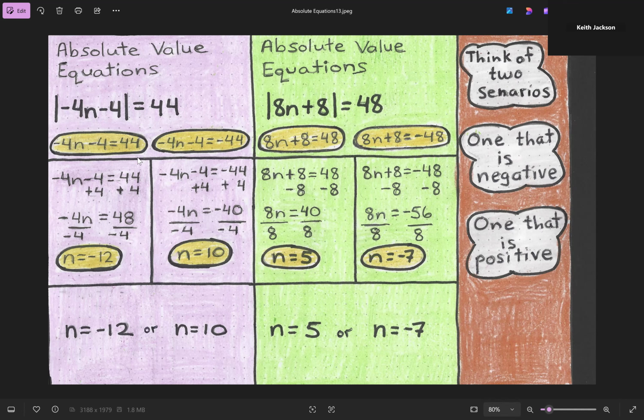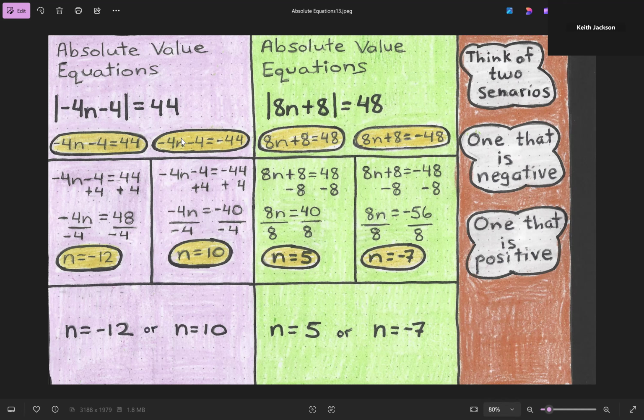Let's go ahead and work out the first scenario in which we have right here a negative 4n minus 4 is equal to 44, balancing the equation by adding 4 to both sides. And what we will have is a negative 4n is equal to 48, right? But all we have to do in order to isolate n, we're going to divide both sides of this equation by a negative 4. And negative 4 divided by a negative 4 will just give us this n, while 48 divided by a negative 4 will give us a negative 12. So that's one of our solutions right there.